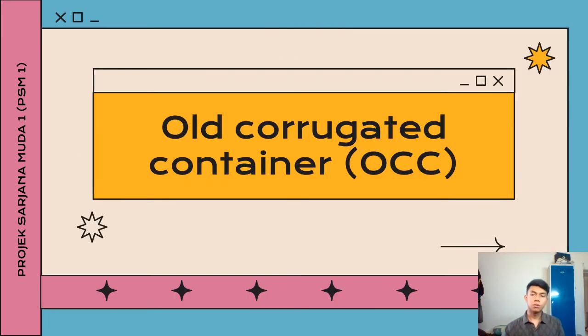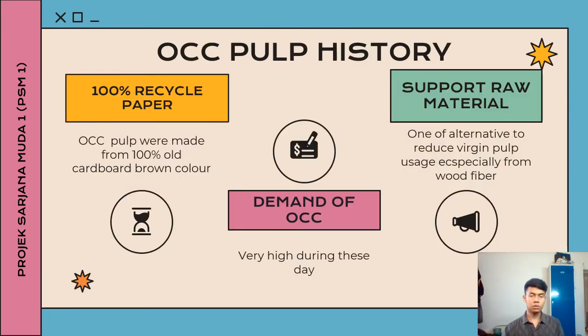So next is old corrugated board, OCC. OCC is 100% recycled paper. It is the old corrugated board, the brown color, and they collect it to make pulp. OCC also supports raw material supply, as one alternative to reduce virgin pulp usage, especially from wood fiber. And the demand for OCC is very high these days.